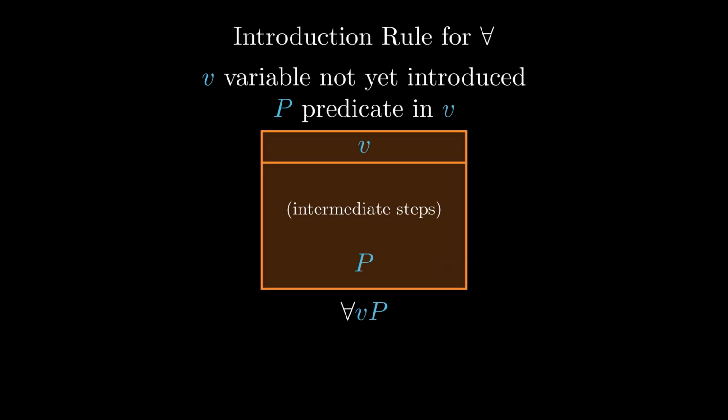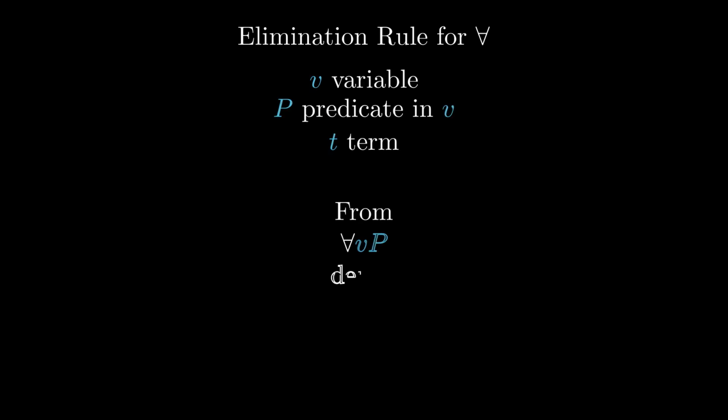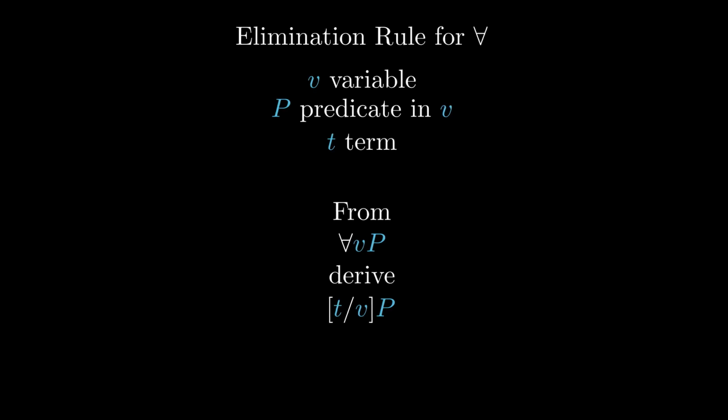Essentially, to show something holds for every set, we suppose we are given an arbitrary set that we know nothing about, and show that it holds for that set. Now the elimination rule. If p is a predicate in the variable v and t is some term, then from for all v p, we can derive that p holds with v replaced by t. If every set has the property p and t is some set, then t has the property p.